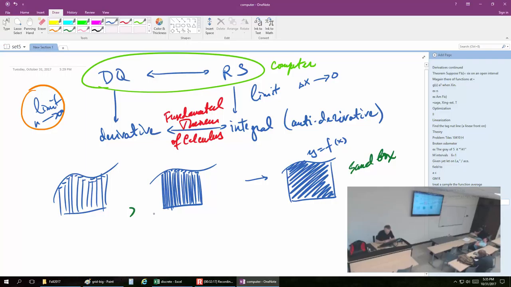So this is where we are. So this one is called the fundamental theorem.